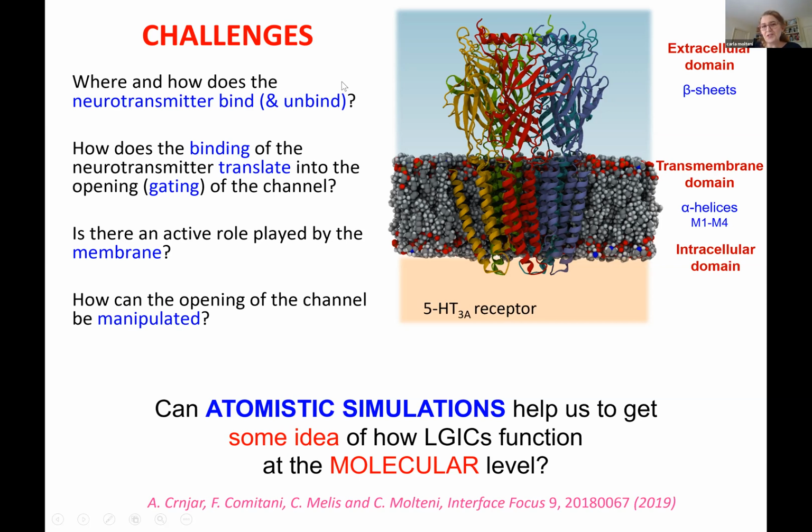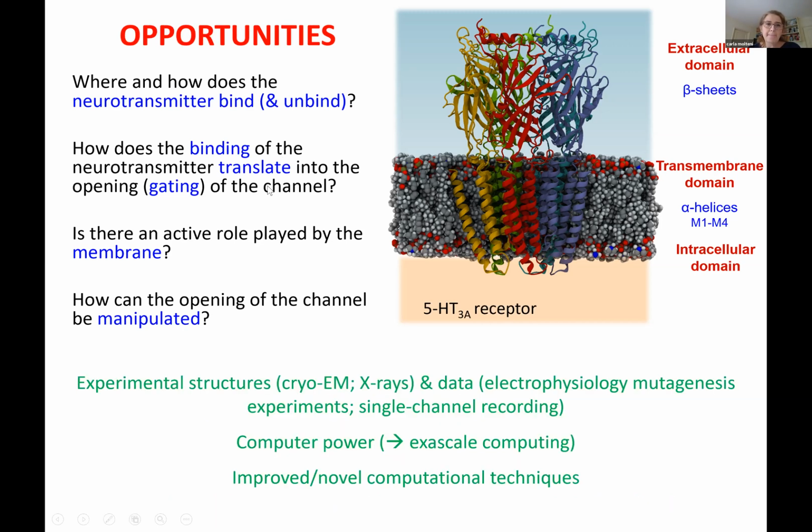Until recently, I just had these 2 ones, but actually there are others. One is the role of the membrane. Is there an active role of the membrane, of the composition of the membrane, and so on? And then, looking a bit more to the future, can the opening of the channel be manipulated in some way, not just with different ligands or drugs, but also with light, for example? There is a big optogenetics area that is very interesting.